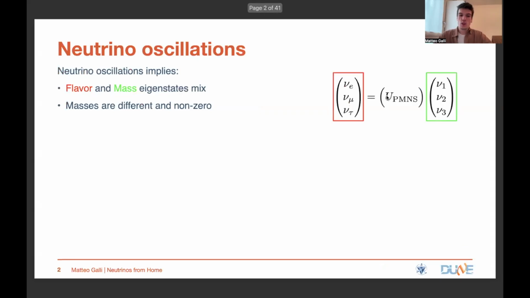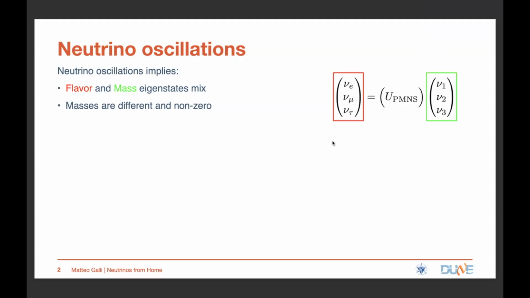The experimental discovery of neutrino oscillations at the end of the 20th century has the consequence that the flavor energy states are a mixture of the mass energy states connected through the PMNS matrix. So the masses of neutrinos are not zero and differ from each other.